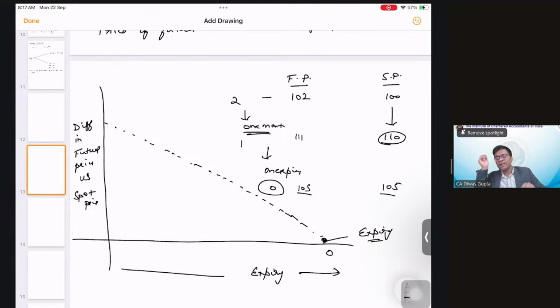So ultimately, what is happening here? The future price, which is a derivative price, is deriving its value from the movements in the spot price, 100 becoming 110, 110 becoming 105. And similarly, the premium at which the future price is trading is because of the difference in the interest elements based on the time to expiry.